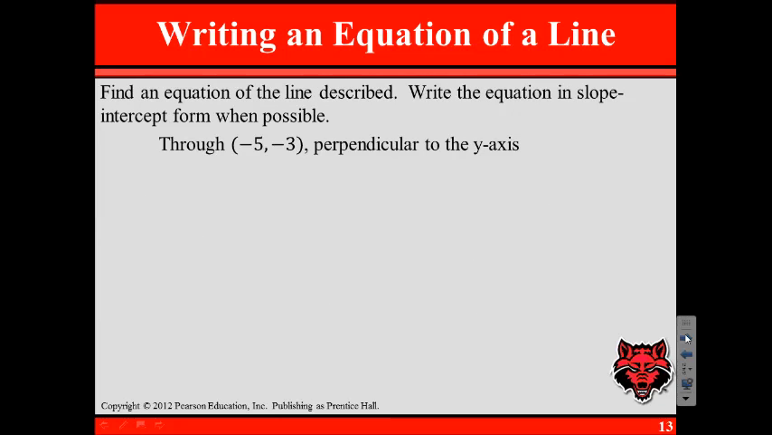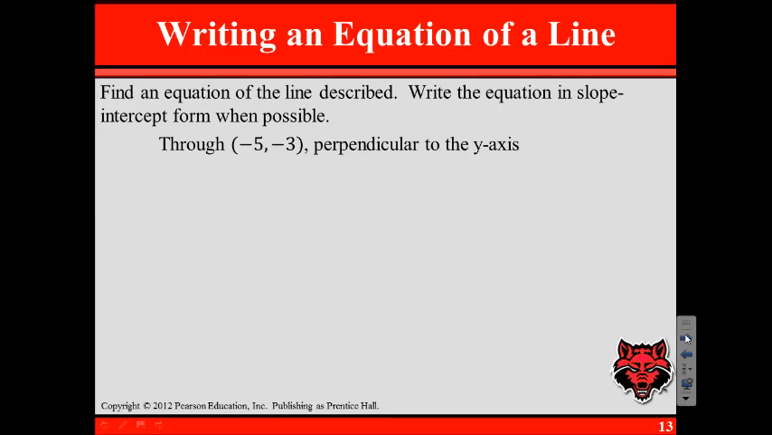Here we are still trying to find an equation where we're given a different set of information. It says we want to write the equation in slope-intercept form when possible. So we want an equation that goes through the point negative 5, negative 3, but is perpendicular to the y-axis.